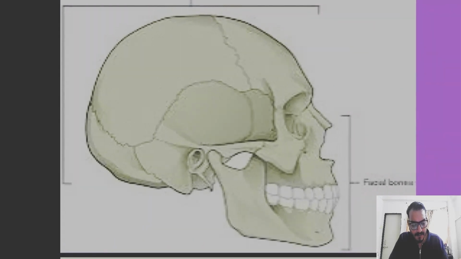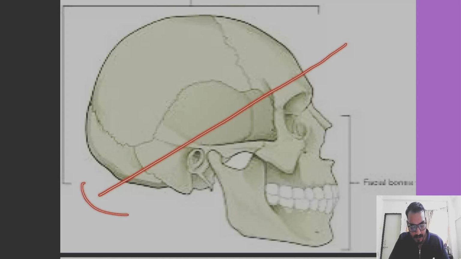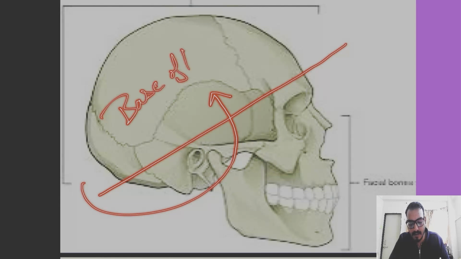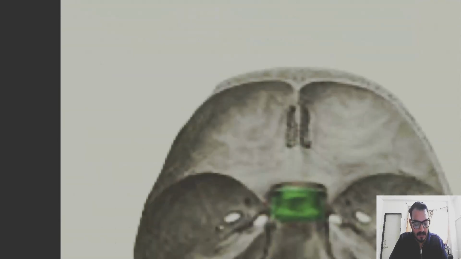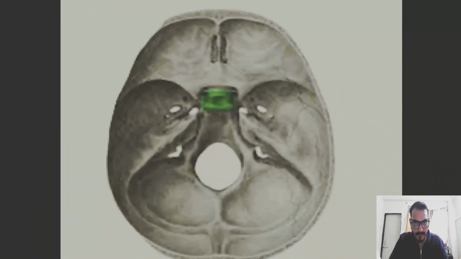In this skull, if we cut it like this and see it from downwards, what is that, guys? That is base of skull. What you should know about this is how it will look. It will look like this, guys. This is your base of skull.